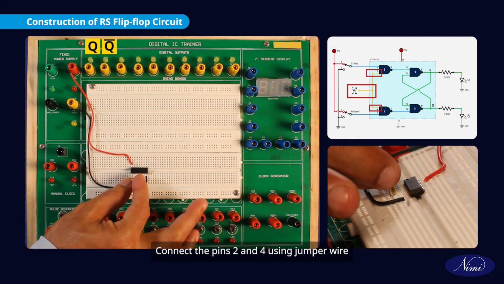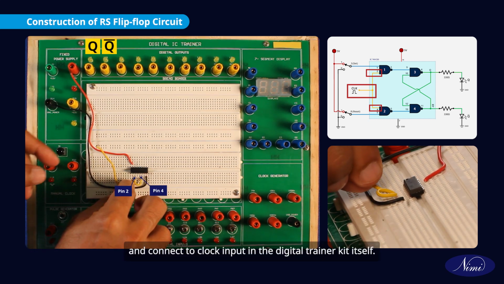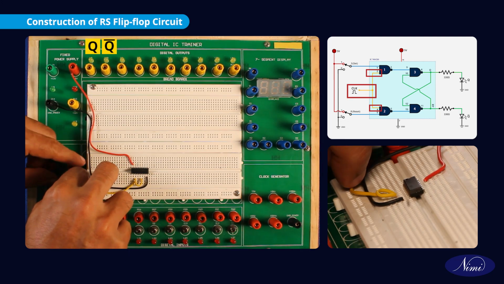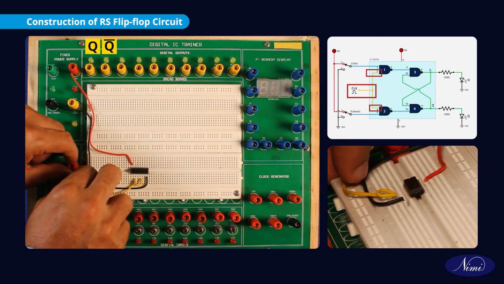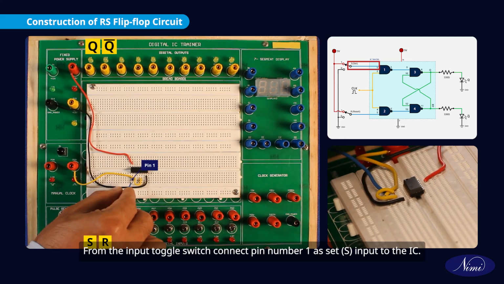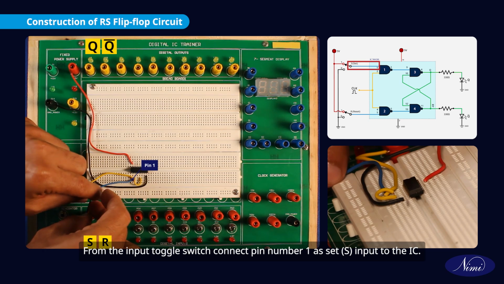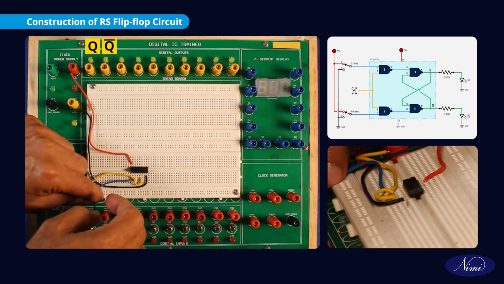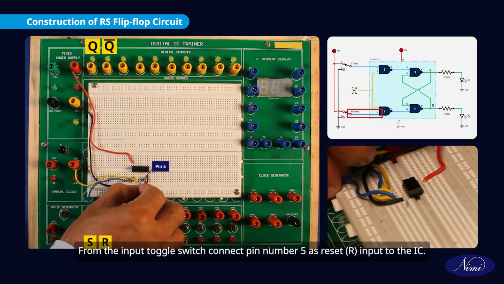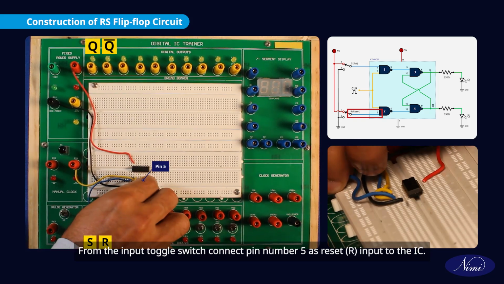Connect the pins 2 and 4 using jumper wire and connect to clock input in the digital trainer kit itself. From the input toggle switch, connect pin number 1 as set S input to the IC. From the input toggle switch, connect pin number 5 as reset R input to the IC.